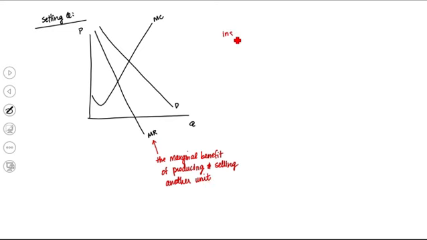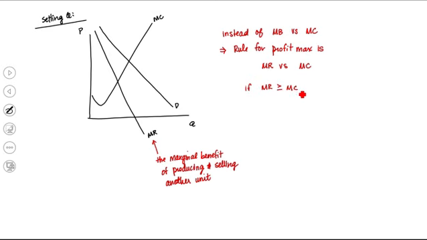So instead of marginal benefit versus marginal cost, our rule for profit maximization is marginal revenue versus marginal cost. Everybody with me? So if marginal revenue is greater than or equal to marginal cost, it's rational to produce another unit.